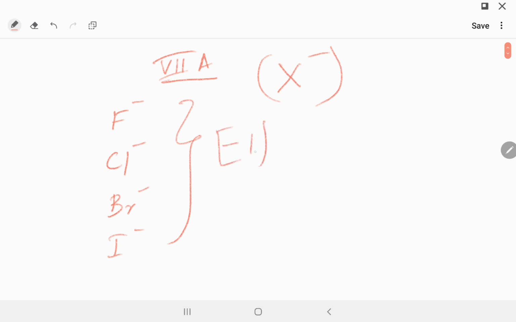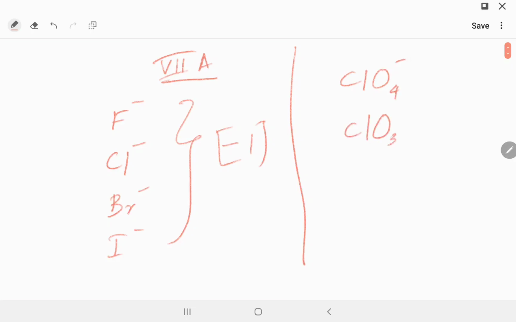The oxidation number is -1, but there are exceptions, of course, especially these things called oxyanions. Oxyanions are things like chlorate and bromate. So these are oxyanions, if you remember.